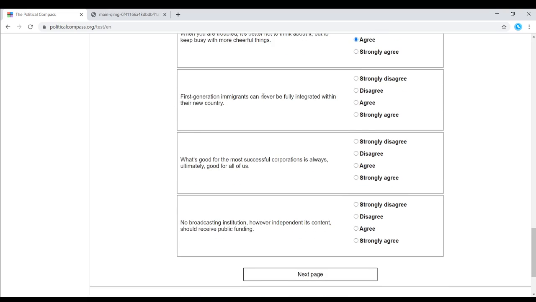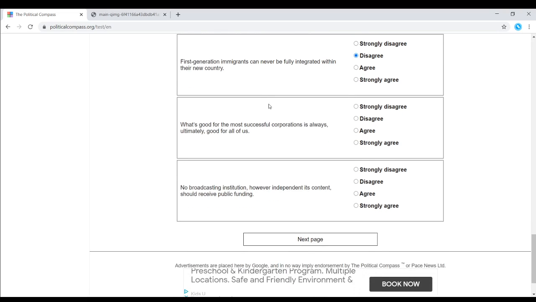First generation immigrants can never be fully integrated within their new country. I can never be fully integrated. I'm going to disagree with that. I think that most aspects can be assimilated into a unifying principle. I think that there are some aspects which can't be, and that contributes to differences in culture even within a nation. But I think most things can be integrated.